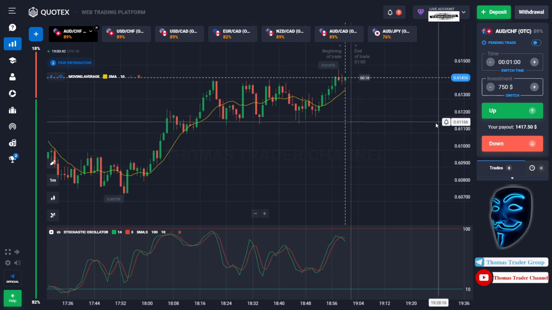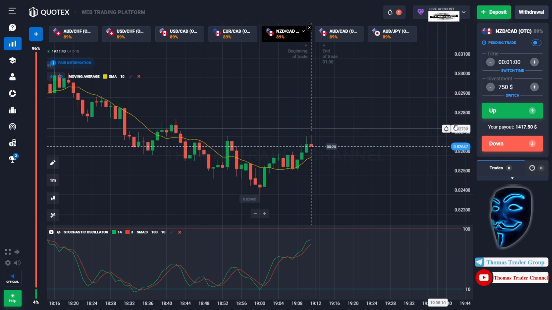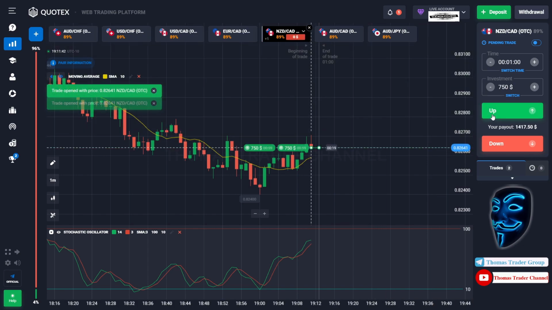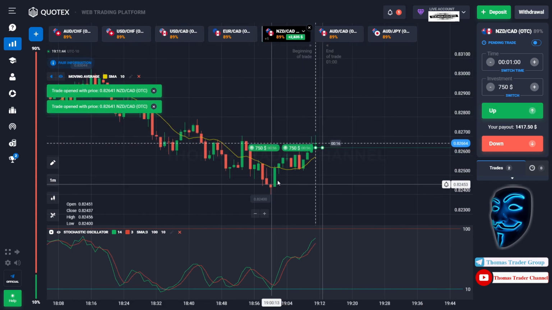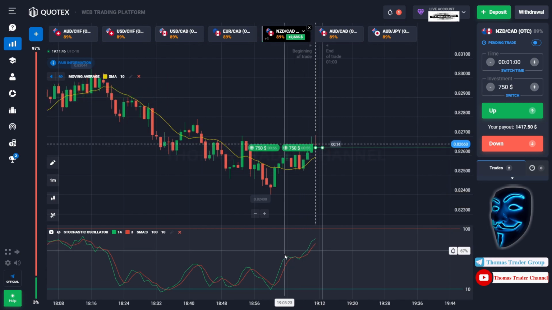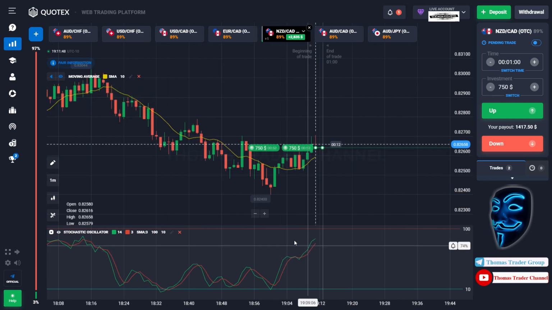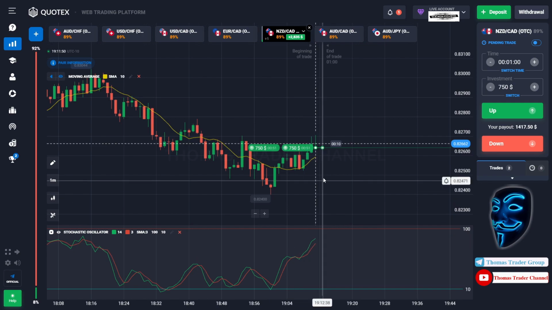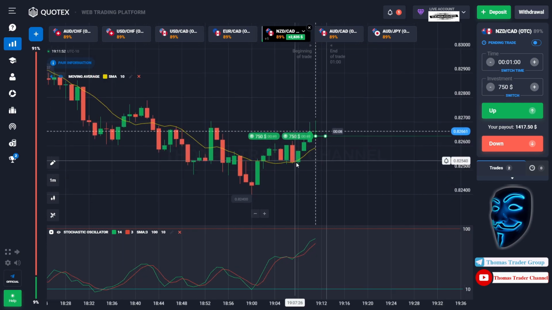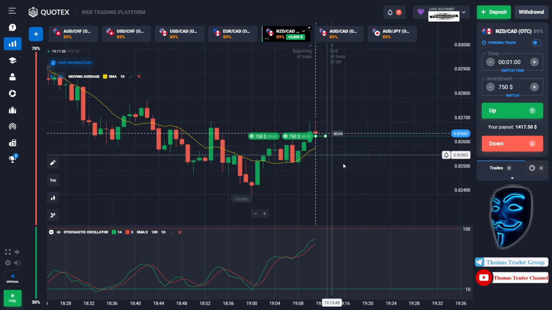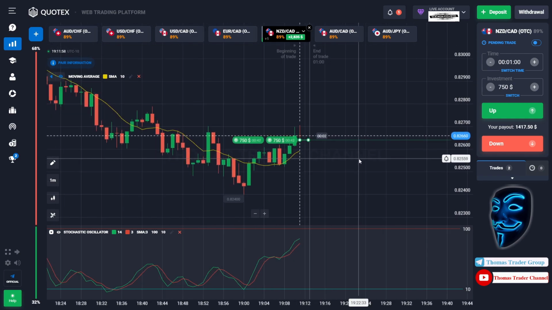Let's find the other market. Over here we can open buy for 1 minute. As you can see, the market is going bullish and the stochastic oscillator is also facing a bullish trend. And the market has just made a rebound on the moving average line. I'm sure that the market will still continue the bullish trend. Let's prove it and let's wait till the end of our trade.